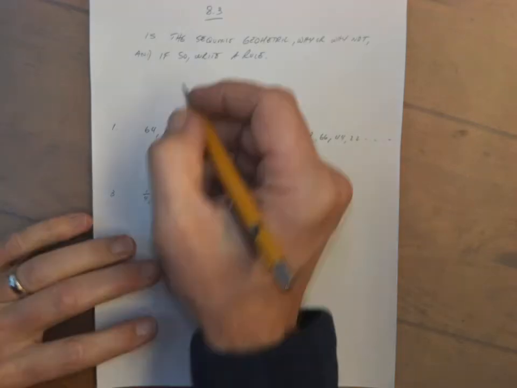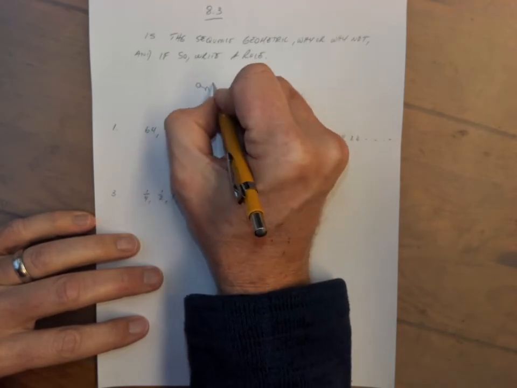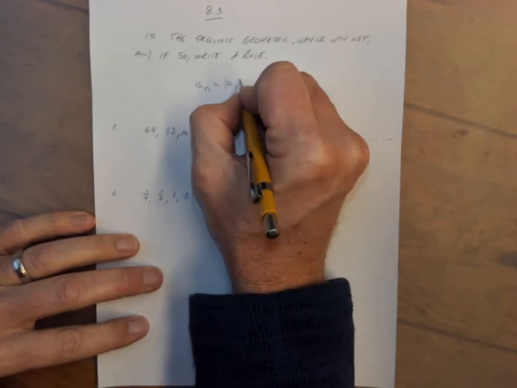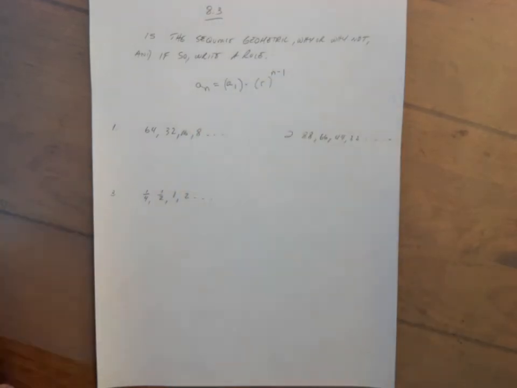And let's recall that our equation for a geometric sequence: a sub n equals a1, which is the first term, times r, our common ratio, raised to the n minus 1. So as long as we're multiplying by the same number each time to get the next number in the sequence, then we have a geometric sequence. If not, then we do not.